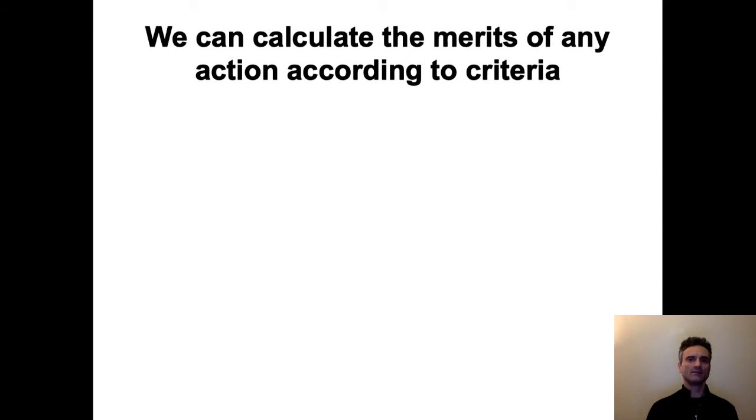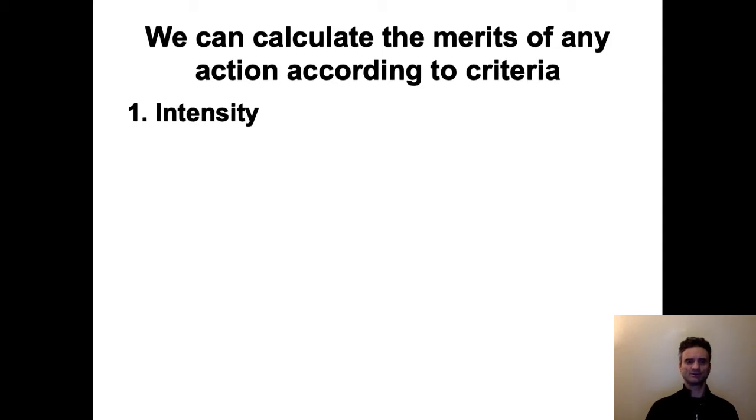So we calculate the merits of any action according to the criteria. So the idea is, should I lie to this person? Remember my example earlier. Should I lie to a criminal and tell them that Michael is heading toward Queens when in reality he's going to Manhattan? Well, according to Bentham, the way we find out is by setting up a calculus. This calculus has many criteria.